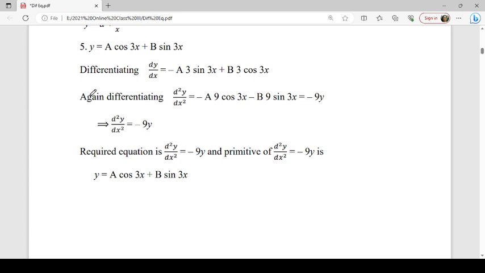See how it is done. We differentiate this to get dy dx, then d2y dx2, and this is the equation. So from this we have d2y dx2 equal to minus 9y. The primitive of this is the equation from which we got this differential equation. That equation is called the primitive or solution.